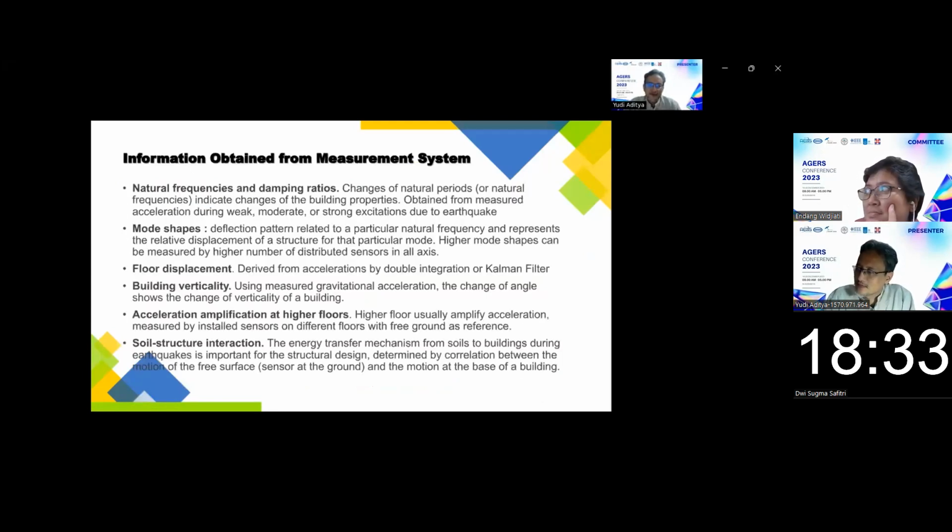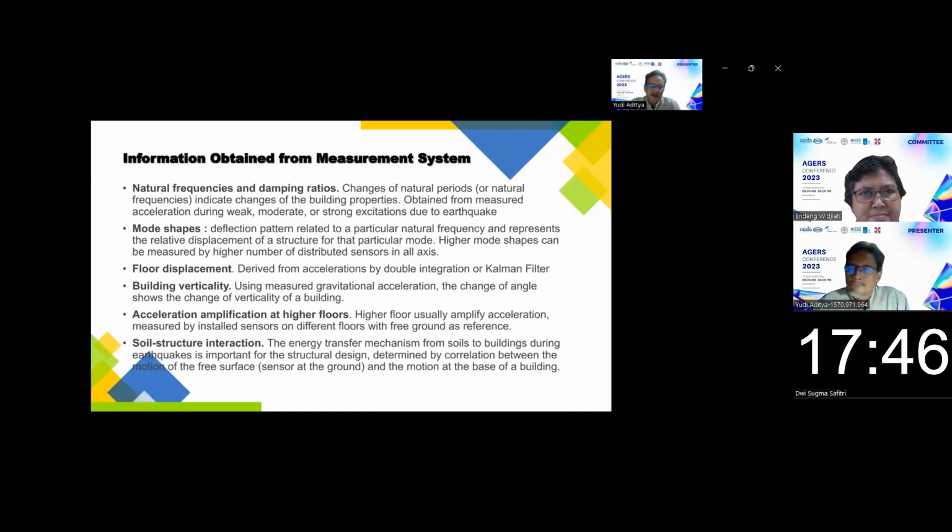What kind of information is obtained from the measurement system? Natural frequency and damping ratios. Changes of natural periods or natural frequency indicate change of building properties, obtained from measured acceleration during weak, moderate, or strong excitation due to earthquake. Mode shape is a deflection pattern related to a particular natural frequency and represents the relative displacement of a structure for that particular mode. Higher mode shapes can be measured by a higher number of distributed sensors in all axes. Floor displacement is derived from accelerations by double integration or Kalman filter. Building verticality: using measured gravitational acceleration, the change of angle shows the change of verticality of a building.